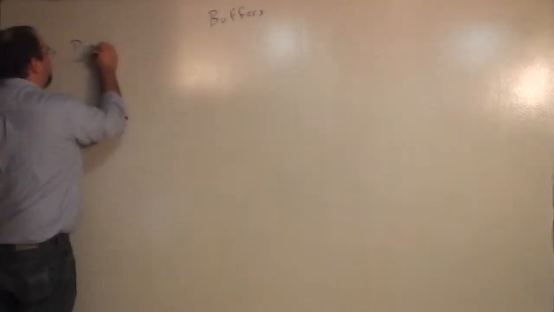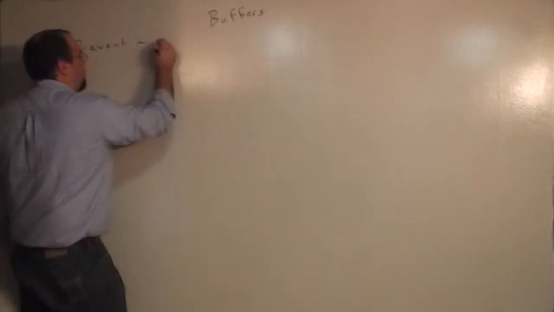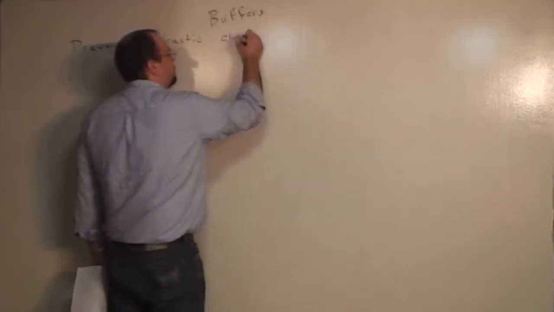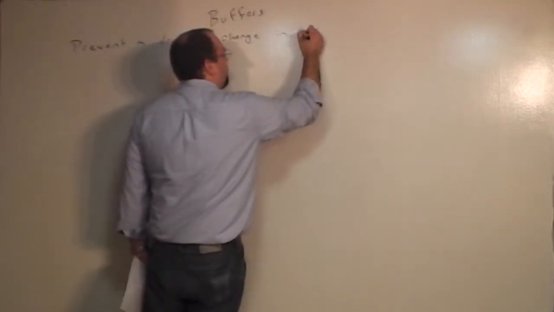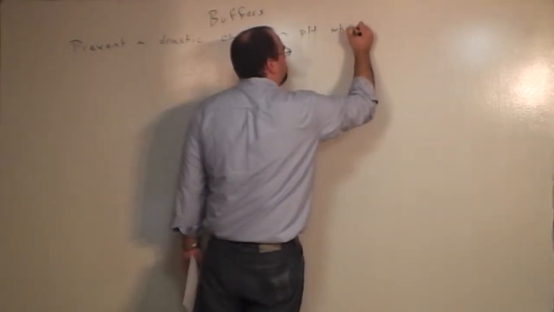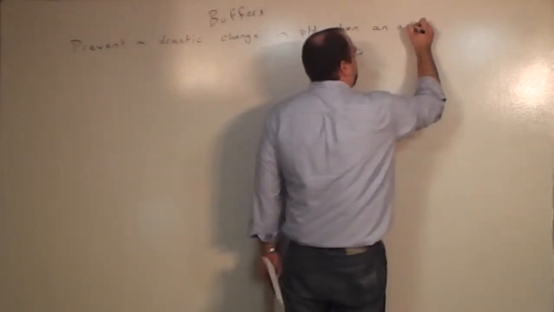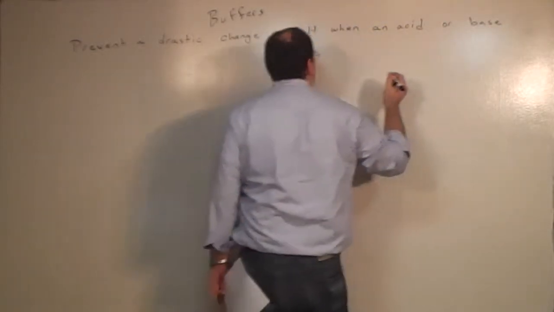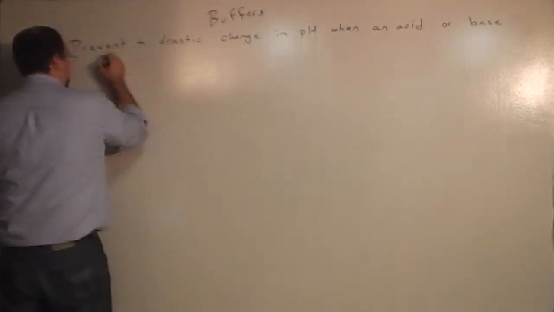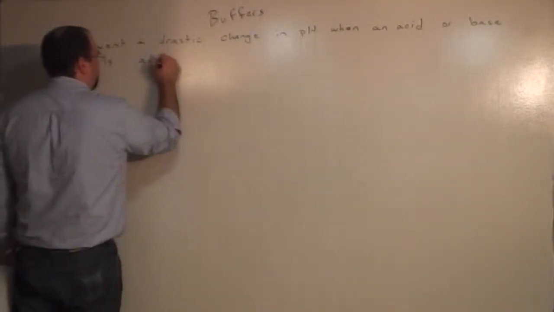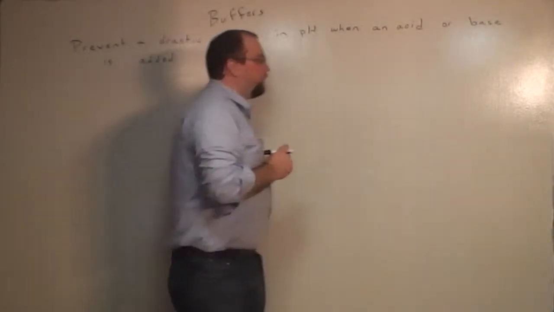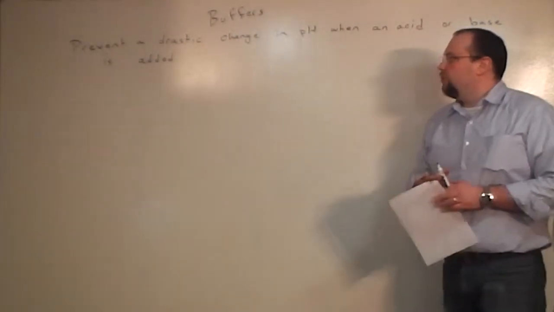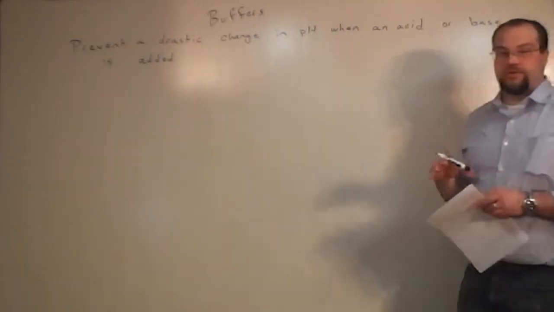What buffers do is they prevent a drastic change in pH when an acid or base is added. So what a buffer does is it prevents a really large change in pH whenever I add an acid or a base to a solution.